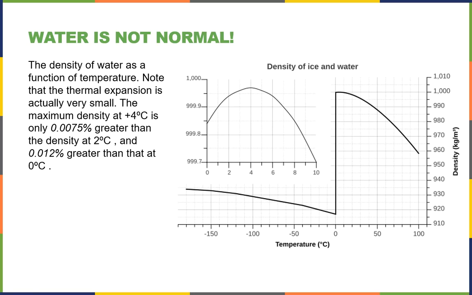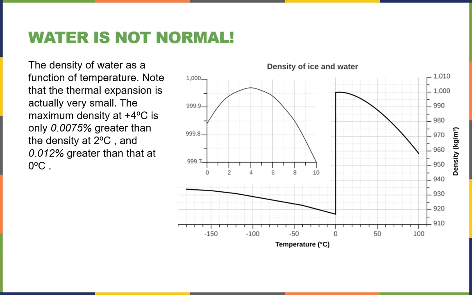So that's why it expands when it freezes. But it's not just that. Water is the most dense at 3.98, if you want to be all kinds of technical, degrees Celsius. That's where it's the most dense, and that's where it's 1 gram per centimeter cubed. If you get hotter than that, it does exactly what you expect. It expands when you heat it up.